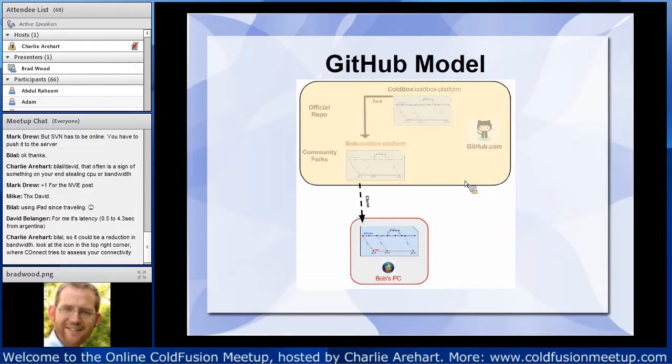So let's talk about those two remotes that I mentioned. Bob's PC, his Git repository, will have two remotes. One will be the origin, and that points to Bob's version of the ColdBox repo on GitHub. The other remote is the upstream, and that points to the original upstream repository that's the official ColdBox platform, right? So Bob can push and pull all he wants from his origin remote because he owns that one. He can pull from the upstream remote, but he can't push to that because he doesn't have permissions to that, and that's where the pull request comes in.